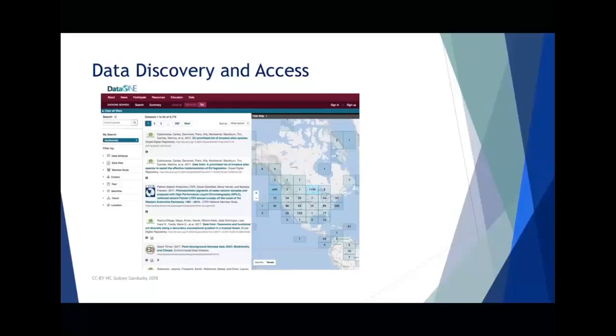DataOne also supports a variety of metadata standards on ingest, and these include FGDC, the Federal Geographic Data Committee recommendation, EML, the Ecological Metadata Language, NetCDF, which is the Network Common Data Form, Dublin Core, Darwin Core, and ISO geospatial metadata.